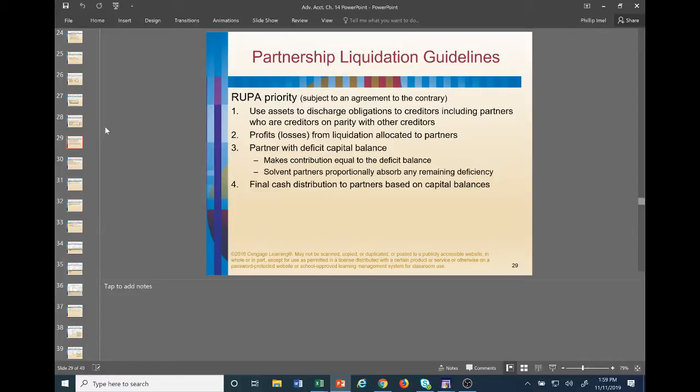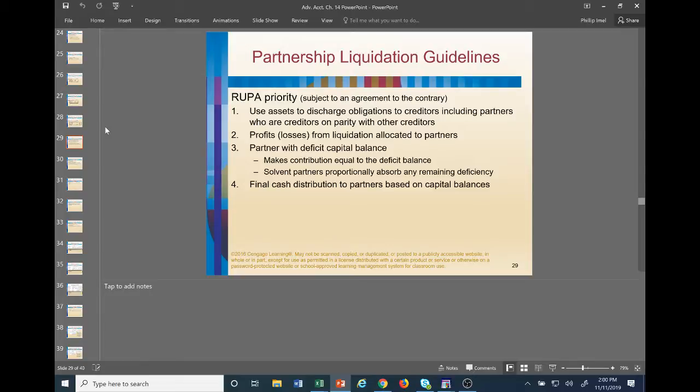Partnership liquidation. The withdrawal or admission of a partner normally does not mean that the previous partnership is dissolved. However, the occurrence of certain events does result in the dissolution of the partnership and the winding up of its business. Now, here we'll get into some partnership liquidation guidelines. The underlying theme in accounting for partnership liquidation is the equitable distribution of the assets, so the settlement of accounts and contributions to partners.